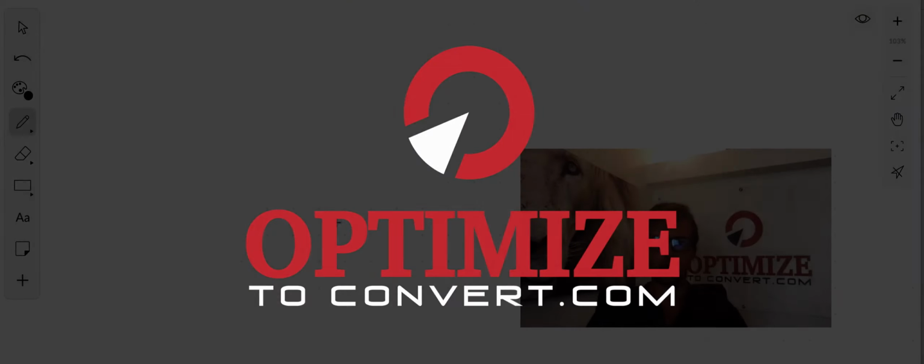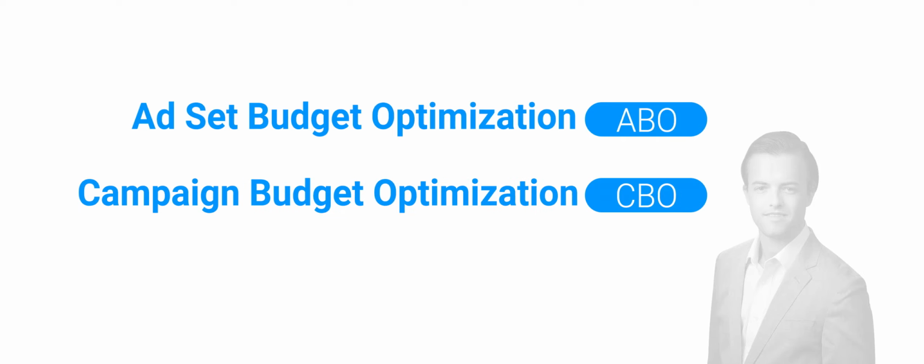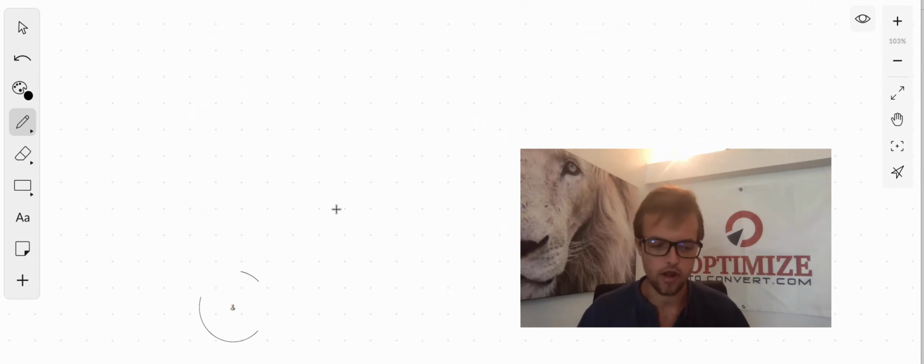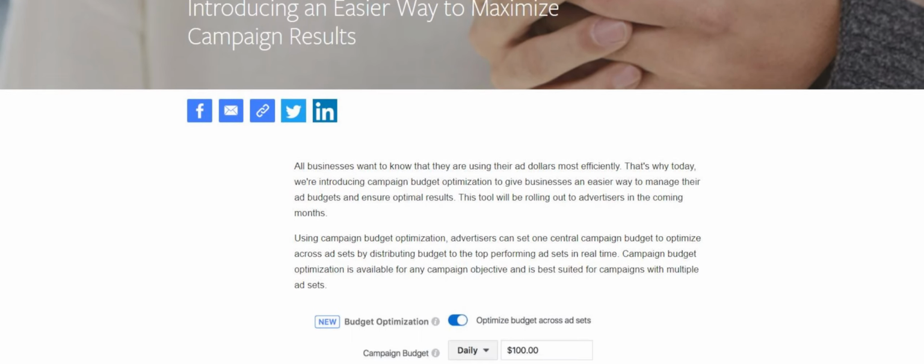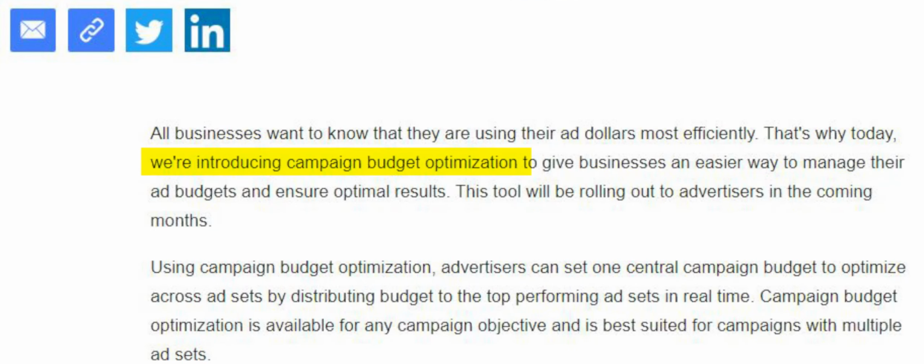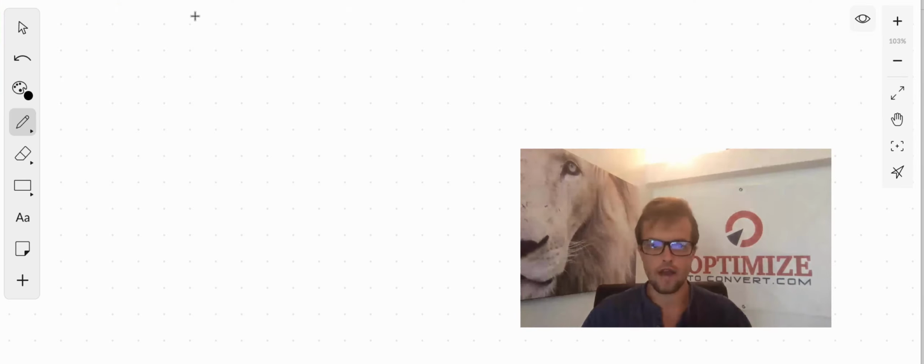Right, so today we're going to be talking about ad set budgets versus CBO campaigns. Let me explain a little bit of background as far as what's been going on with Facebook. Earlier in 2019, Facebook basically announced that they were going to be making ad set budgets obsolete.